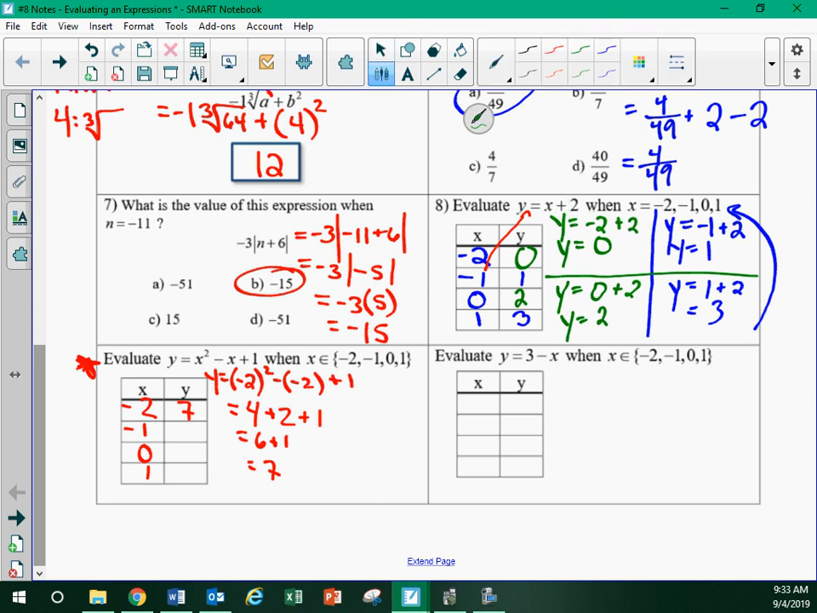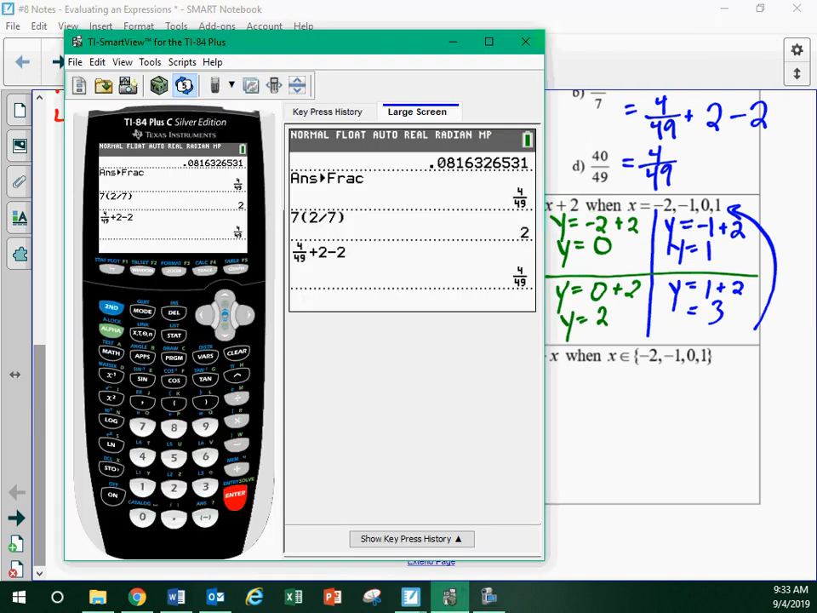So for our next one, with -1, I would have y equals (-1) squared. So instead of x squared, (-1) squared. Minus, I get -1, plus 1. So on my calculator, we can use that to help us out, right?